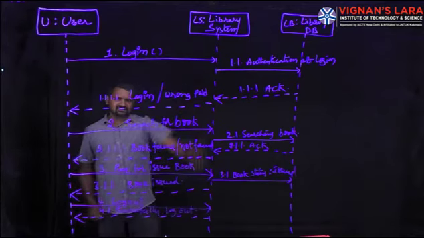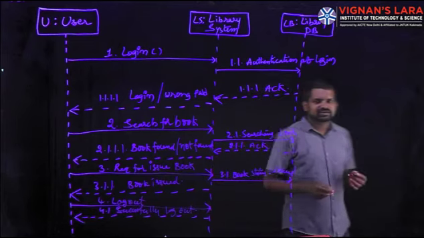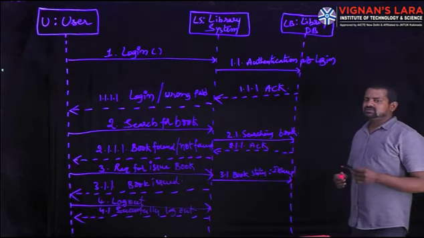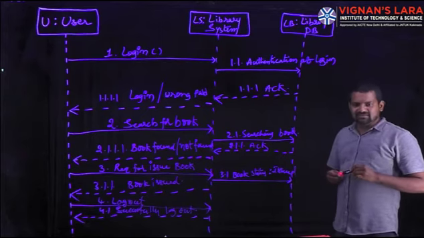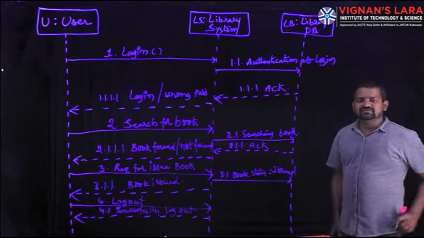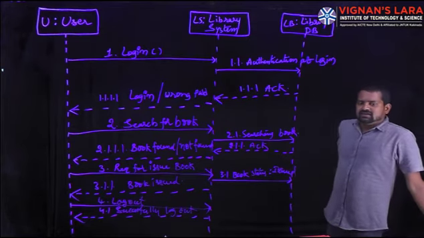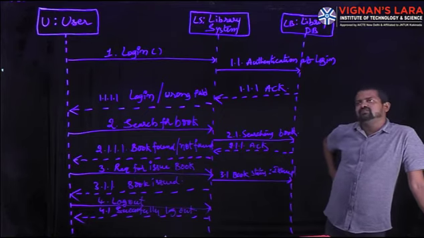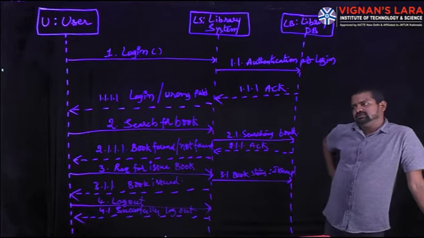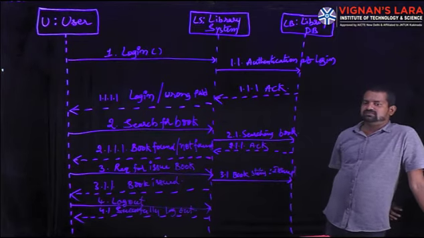This is the sequence diagram for issuing a book in a library management system. What can a sequence diagram tell us? A sequence diagram can tell us the basic behavior of the system. It gives the time order representation of the basic behavior.